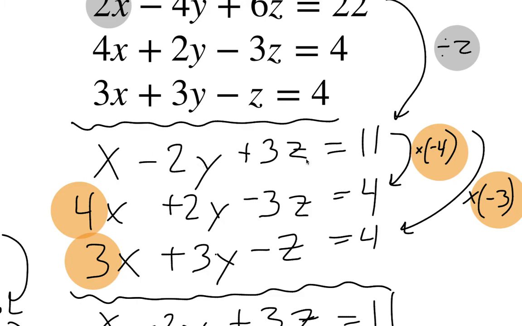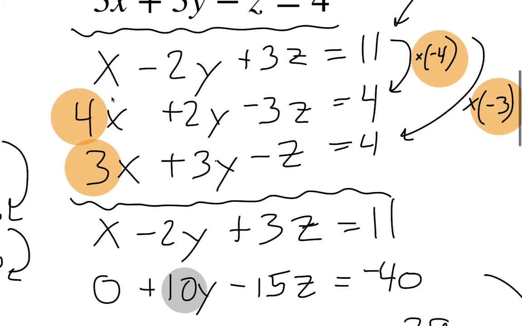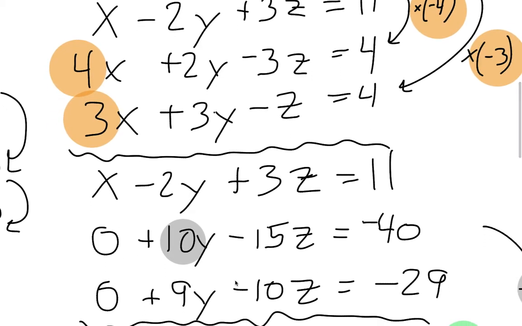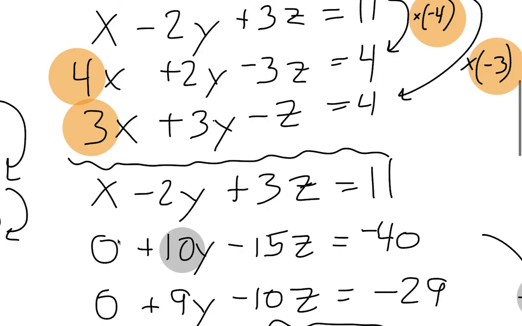Then I can take this top equation and multiply it by negative 4 because I want to get rid of this positive 4. If I take the top equation and multiply it by negative 4, this is negative 4x plus 4x is nothing. Negative 2y times negative 4 is positive 8y plus 2y is 10y. 3z times negative 4 is negative 12z plus this negative 3z is negative 15z. 11 times negative 4 is negative 44 plus 4 is negative 40. Okay, so that's the second line. It's now changed, and notice we have a 0.